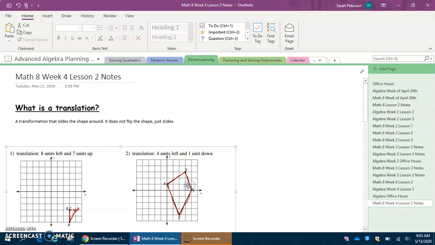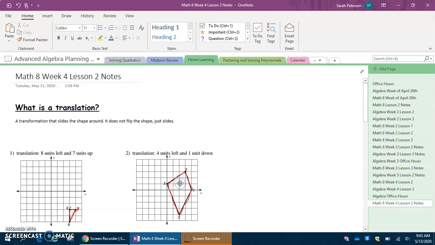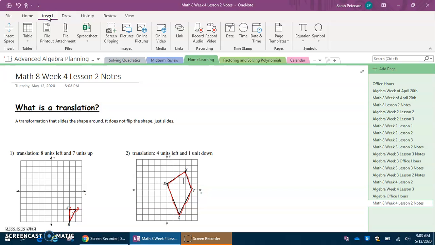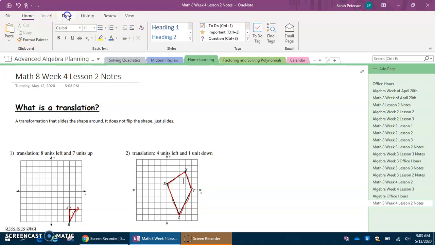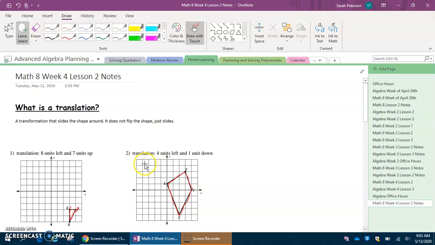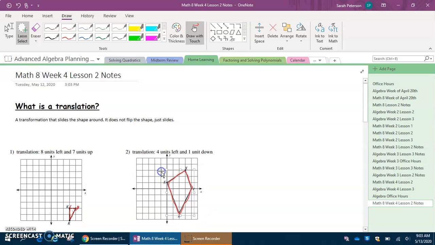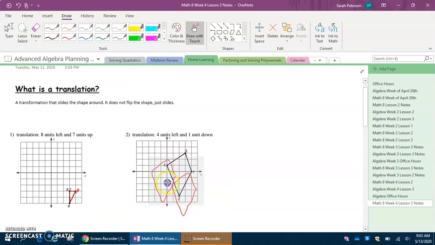So an example of that would be looking at or selecting this. So let's see, draw here. So if you see, I drew like a red box around the shape. So it's like if I took the shape and I slid it over here, slid it down here, slid it over here, slid it over there. So that's what a translation is. It's just sliding it around. It's not flipping it at all. It's just kind of moving it around the coordinate grid.